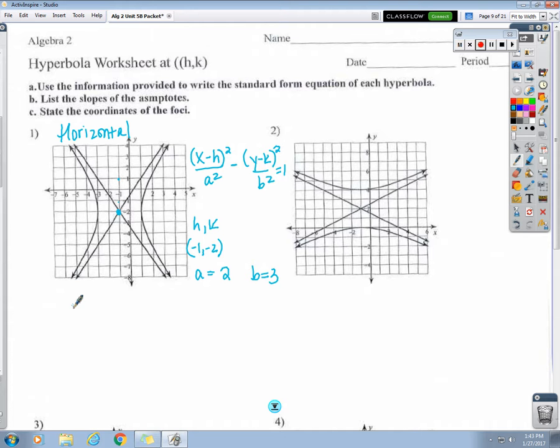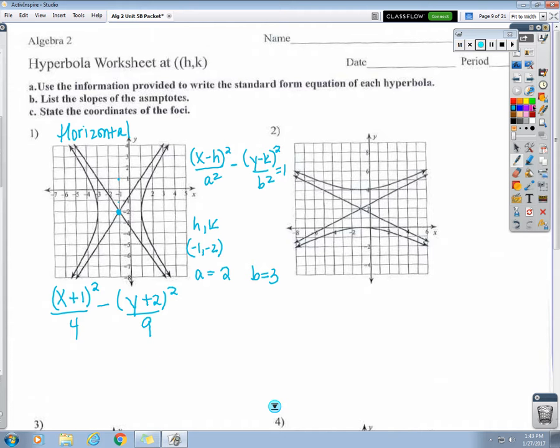Now we plug it in. x minus h is an x minus a -1, so +1. And then minus y minus k is another minus a negative, so +2. And then over 4 over 9.